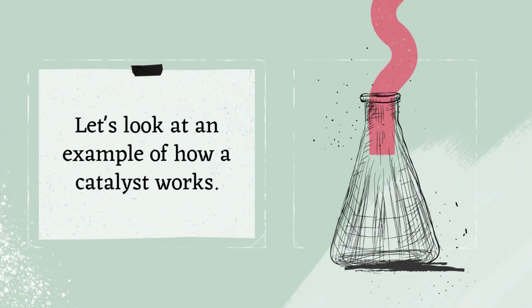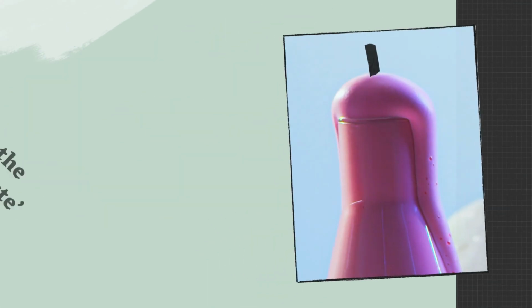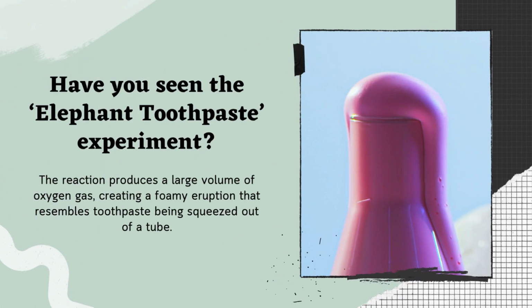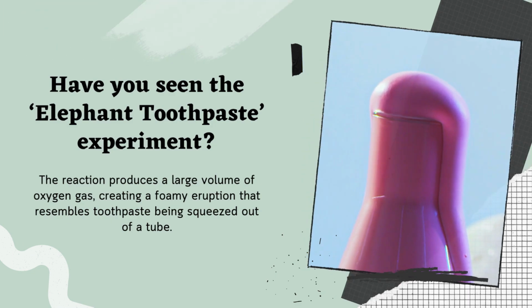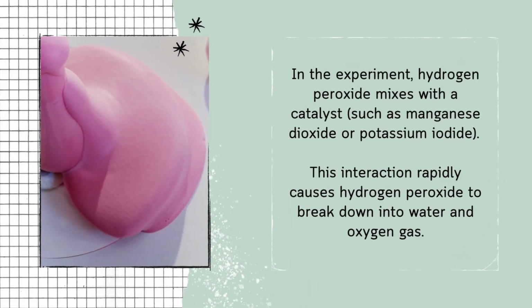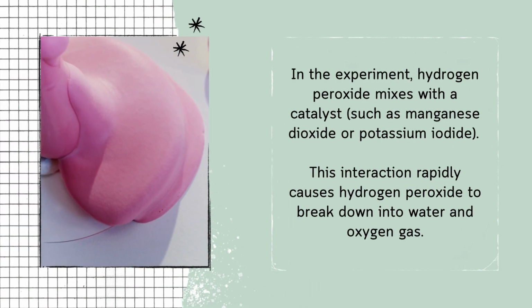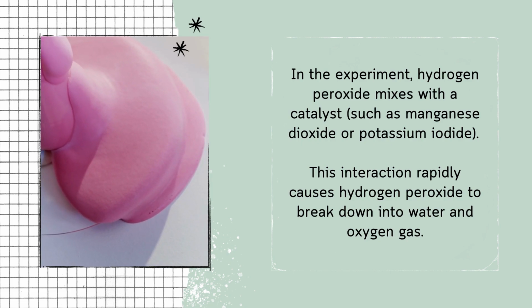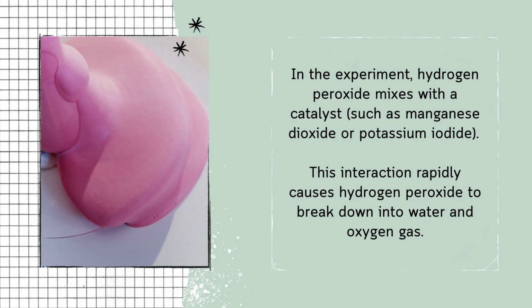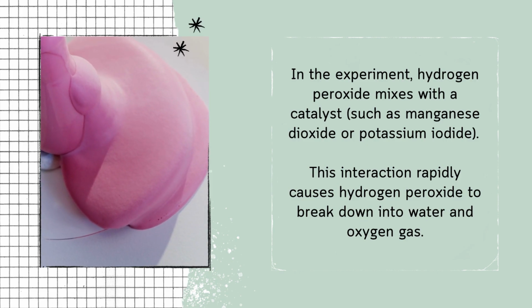Let's look at an example of how a catalyst works. Have you seen the elephant toothpaste experiment? The reaction produces a large volume of oxygen gas, creating a foamy eruption that resembles toothpaste being squeezed out of a tube. In the experiment, hydrogen peroxide mixes with a catalyst, such as manganese dioxide or potassium iodide. This interaction rapidly causes hydrogen peroxide to break down into water and oxygen gas.